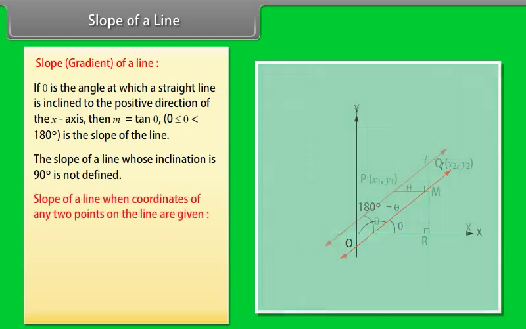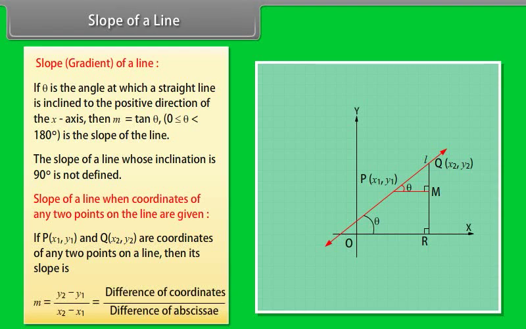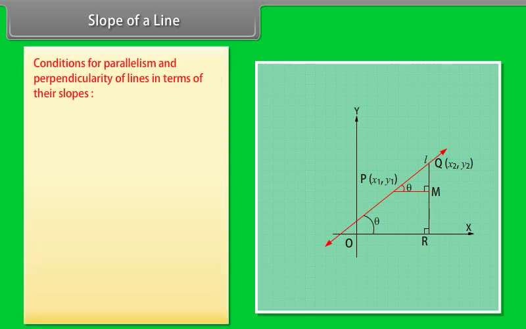Slope of a line when coordinates of any 2 points on the line are given. If P(x1, y1) and Q(x2, y2) are coordinates of any 2 points on a line, then its slope is m is equal to (y2 minus y1) by (x2 minus x1), which is equal to difference of ordinates by difference of abscissae. Conditions of parallelism and perpendicularity of lines in terms of their slopes.